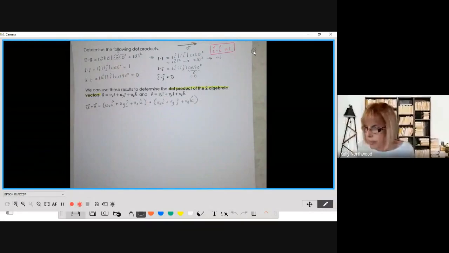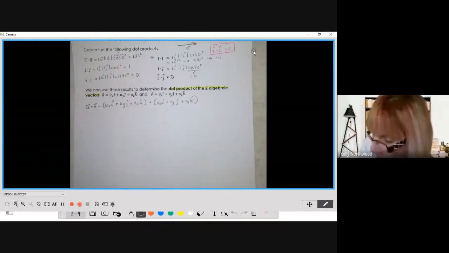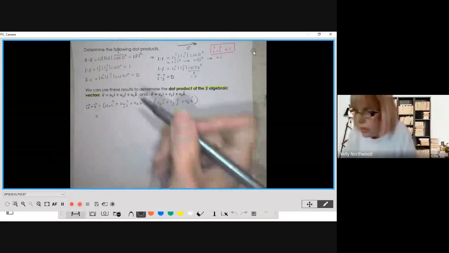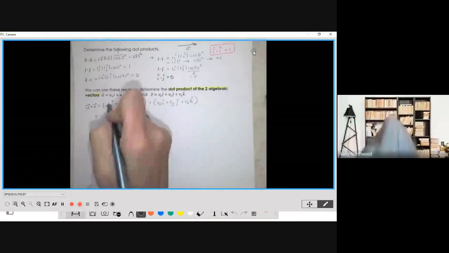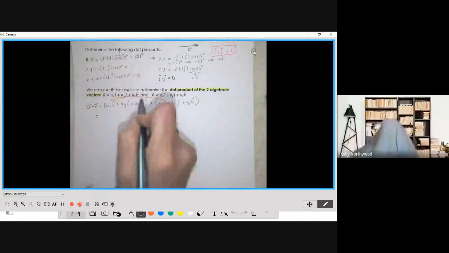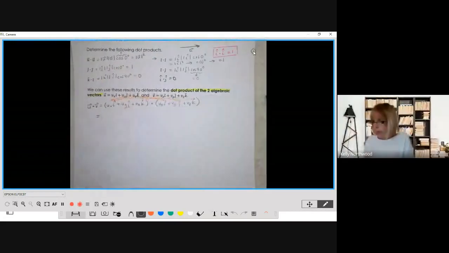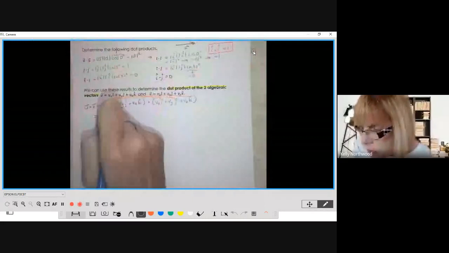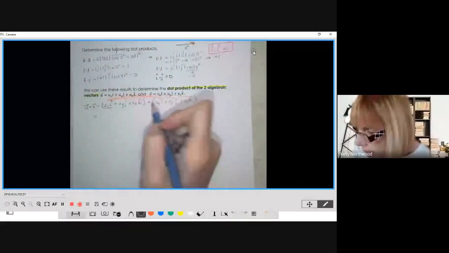So what's going to end up happening is a triple FOIL, triple vector FOIL. So first thing I'm going to do is multiply this first term by each term in the second bracket. And I'm going to dot them. Okay, so I'm multiplying uxi hat, or I'm sorry, I'm dotting uxi hat with vxi hat.